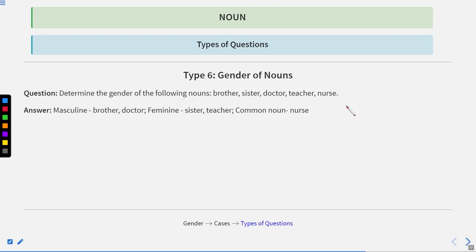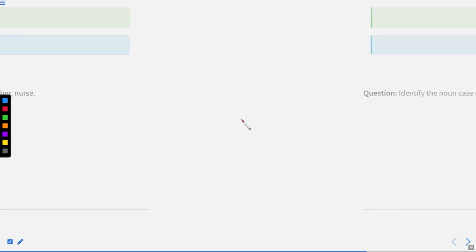So we talk about masculine: brother and doctor; feminine: sister; and common: teacher and nurse. However, sister is obviously feminine. Teacher can be used for both, because it is possible that a teacher can be either male or female. So teacher is also a common noun. Now let us move to the next one.